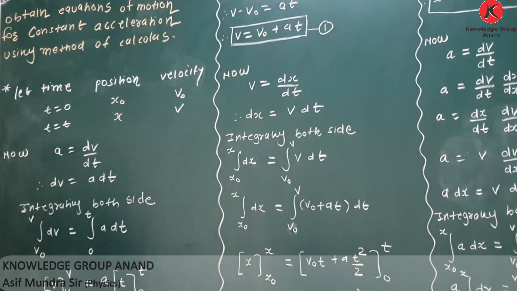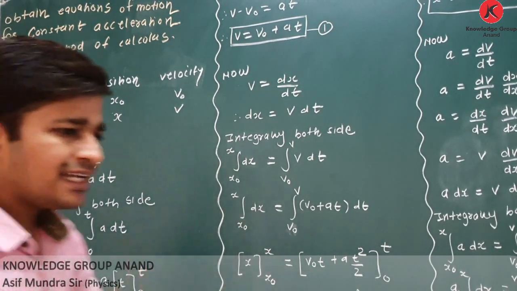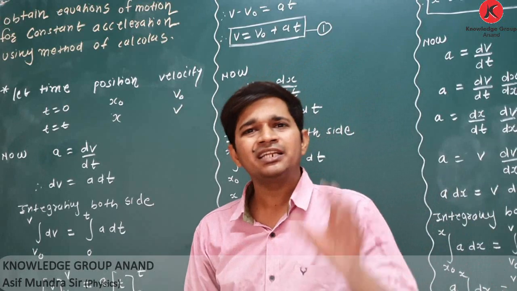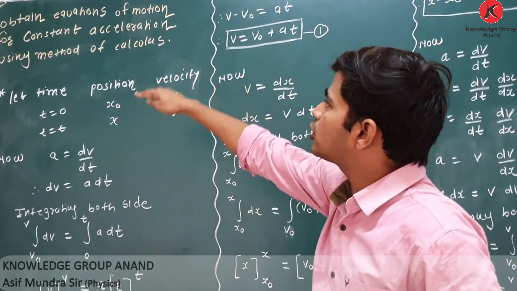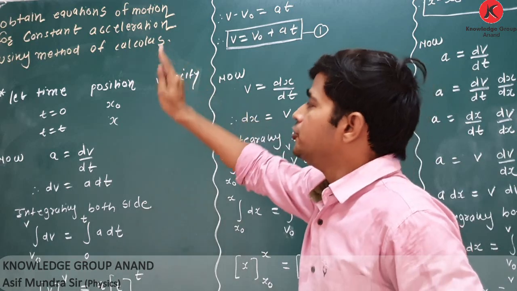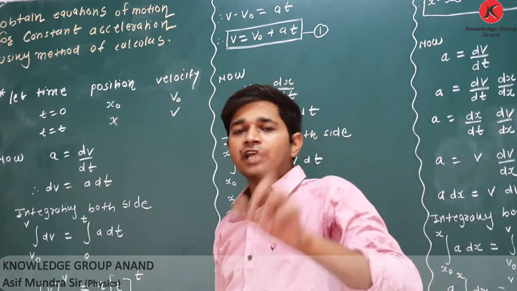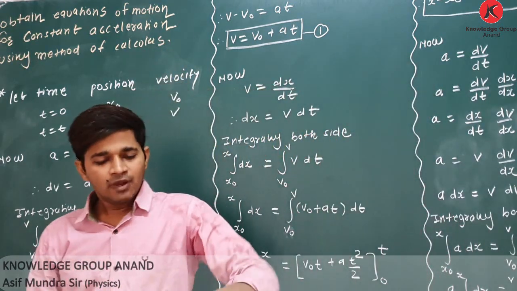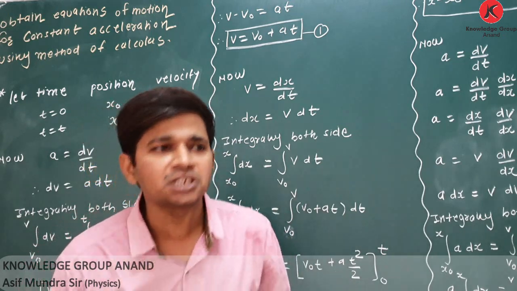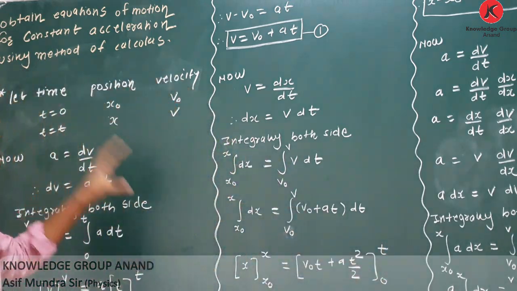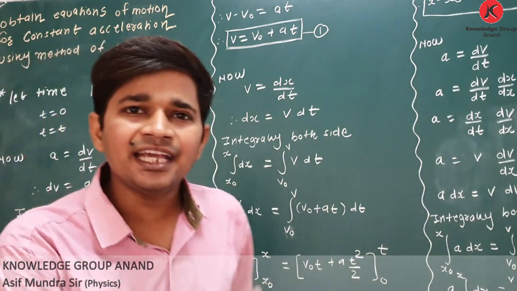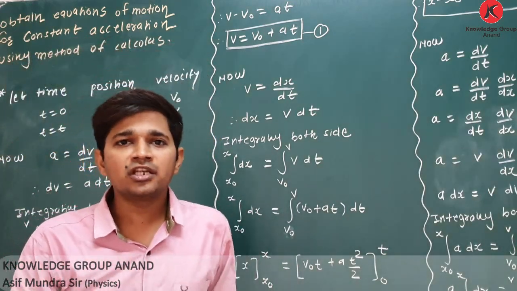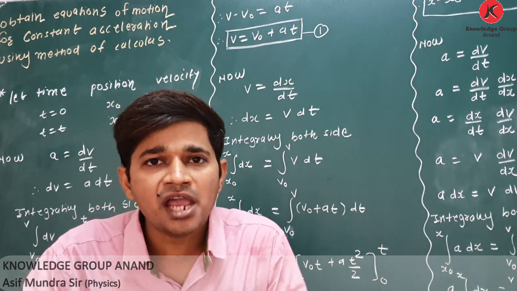Okay, another important theory. Again, the equations we have to obtain are the same. What is the title? Obtain equations of motion for constant acceleration using the method of calculus. It means you will get the same three equations, but with a different method. And yes, here again, definite integration. How to use definite integration?